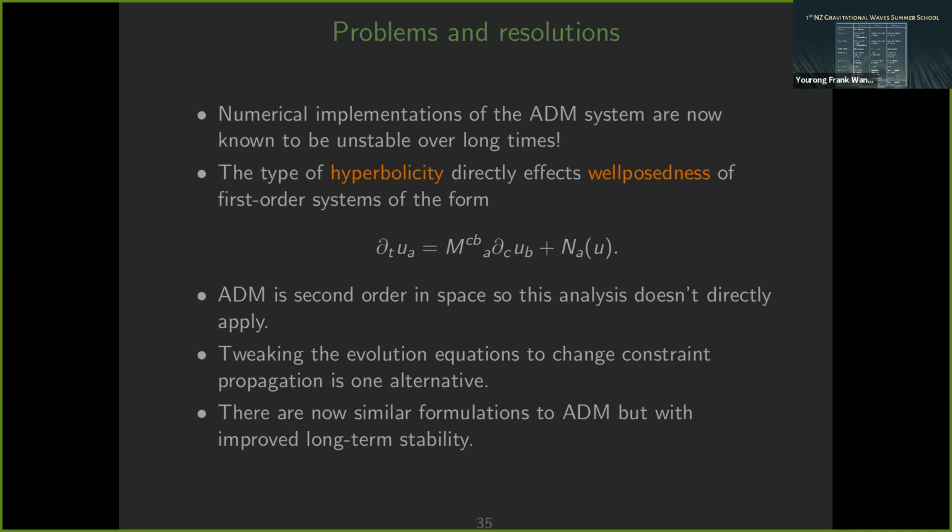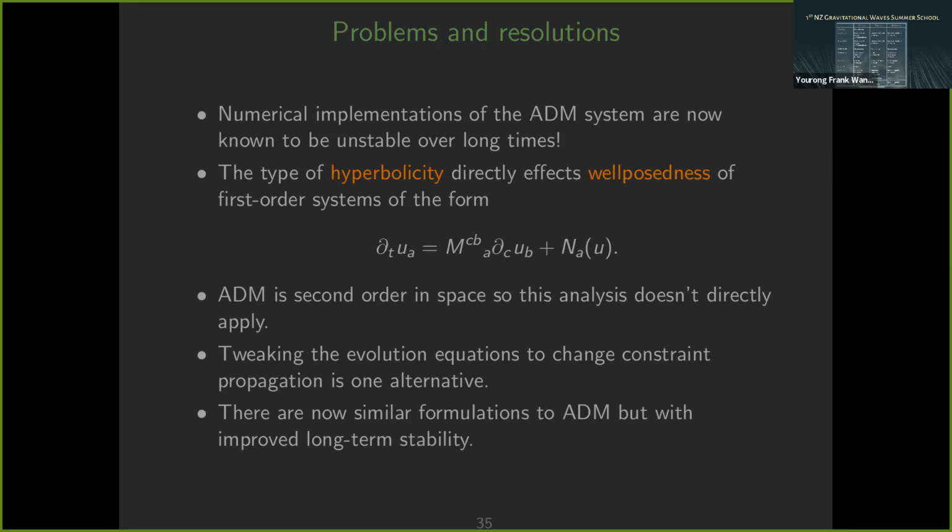The idea of looking at how your constraints propagate with time is very important, because you want your constraints to be as small as possible, which means that the solution you have is a more accurate solution. It's satisfying the Einstein equations to a better accuracy. So an analysis of the constraint propagation system is quite important.